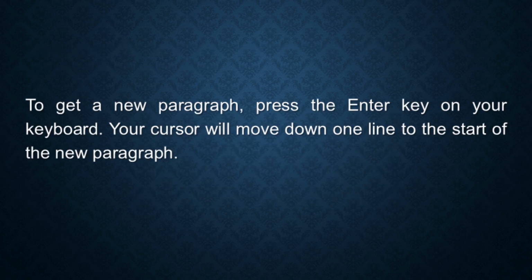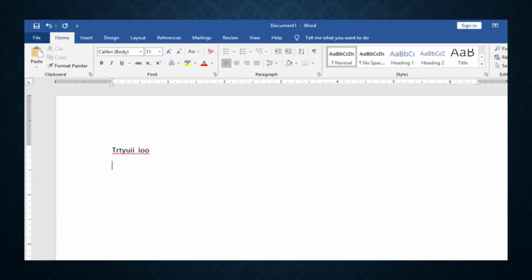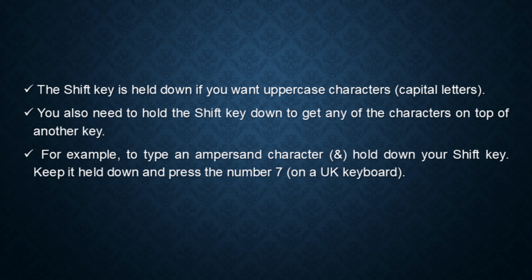To get a new paragraph, press the Enter key on your keyboard. Your cursor will move down one line to the start of the new paragraph. The Shift key is held down if you want uppercase characters, capital letters. Keep the Shift key held down, then press a letter. It will then be a capital letter. You also need to hold the Shift key down to get any of the characters on top of another key. For example, to type an ampersand character, hold down your Shift key. Keep it held down and press the number 7, on a UK keyboard.